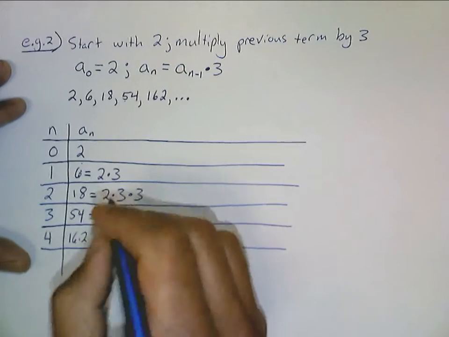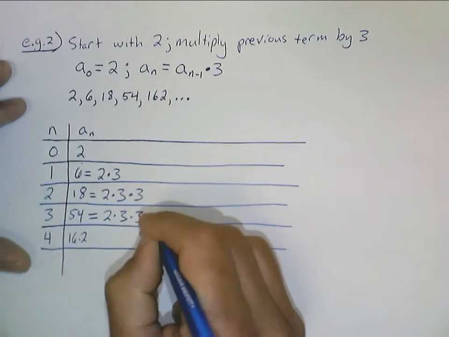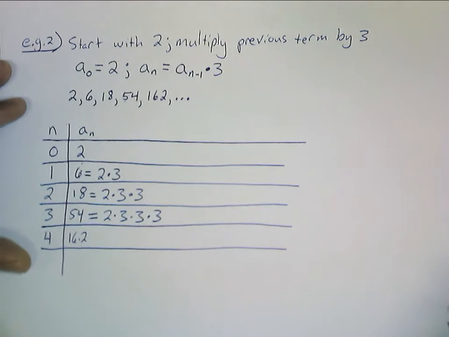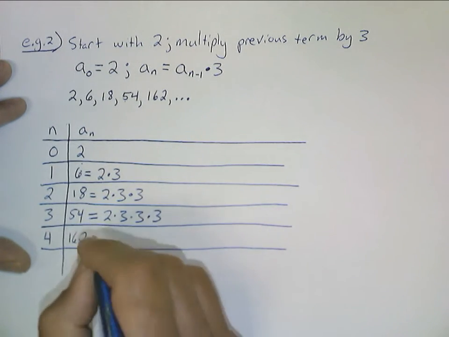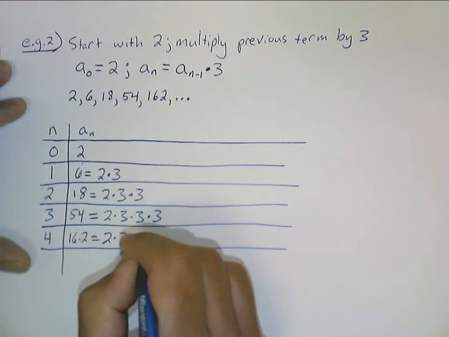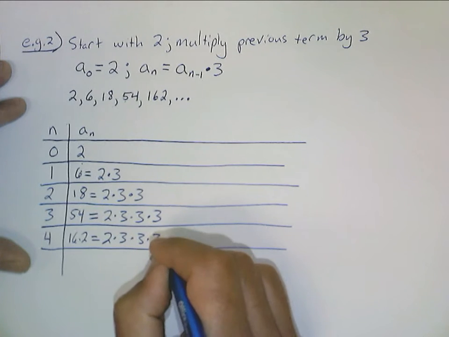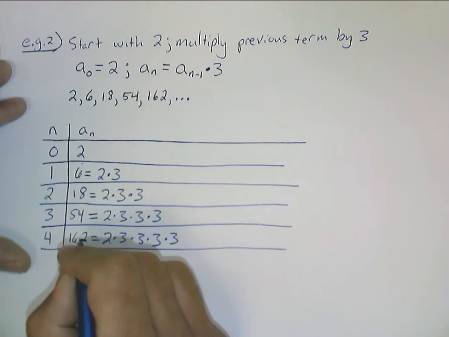The 54, we took the previous stage, which was 2 times 3 times 3, and we multiply it by another 3. The 162, we got that by taking the previous one, which was 2 times 3 times 3 times 3, and multiplying it by another 3. Sorry, this got a little messed up here. That's okay.